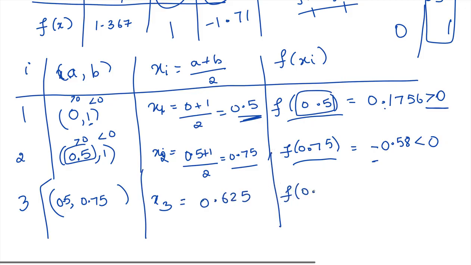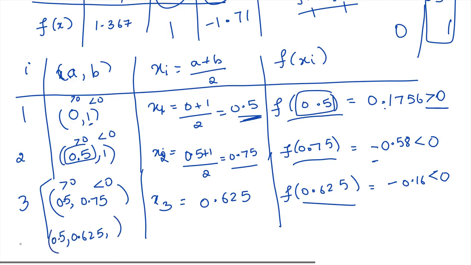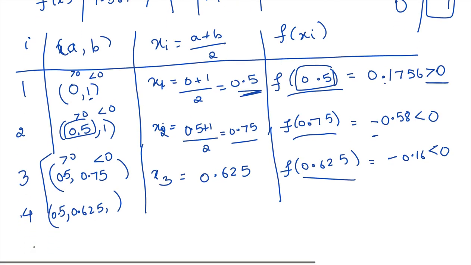F of 0.625 is minus 0.16, which is again less than 0. Okay, so this is greater than 0, this is less than 0. The newer value is giving us less than 0. So 0.625 is giving us less than 0. So we will take the one which was giving us greater than 0 from the previous interval, right? So 0.5 comma 0.625 will be our next interval.